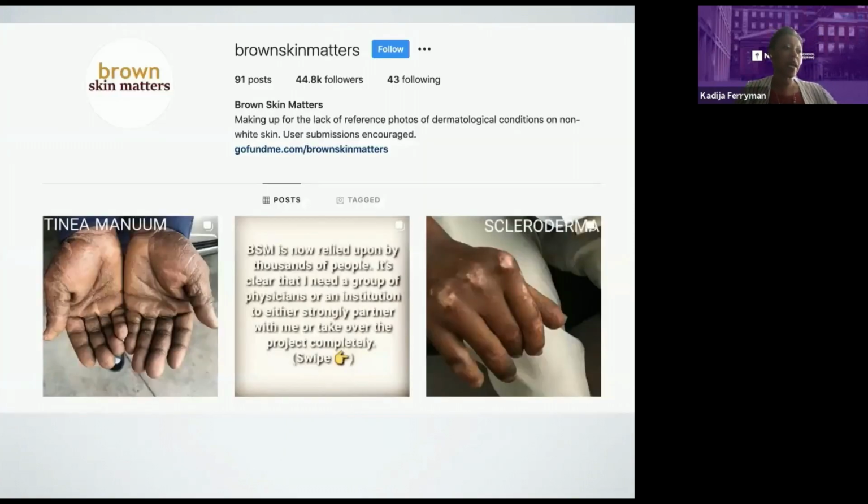To address this lack of images of dark skin, there's a grassroots and social media hosted effort called Brown Skin Matters. This Instagram feed serves as a resource of images of dermatological conditions in people with dark skin. This resource can be used to help make diagnoses, as well as diagnostic tools powered by image data, more fair and equitable.